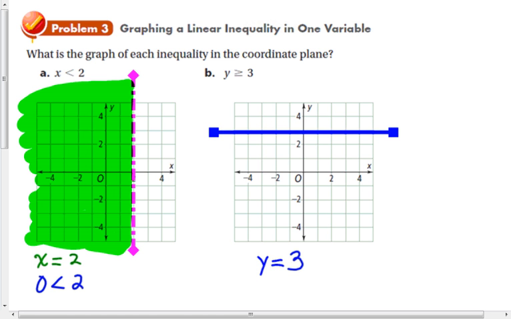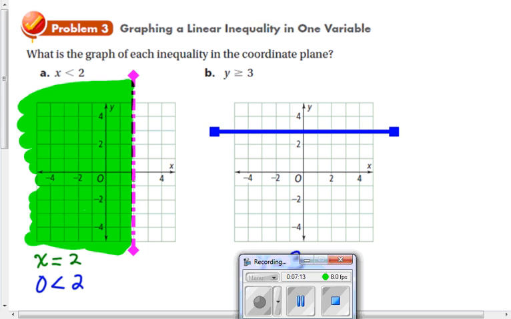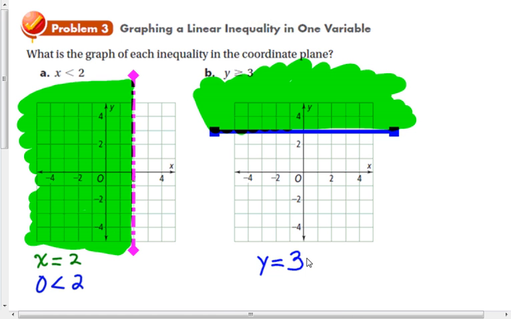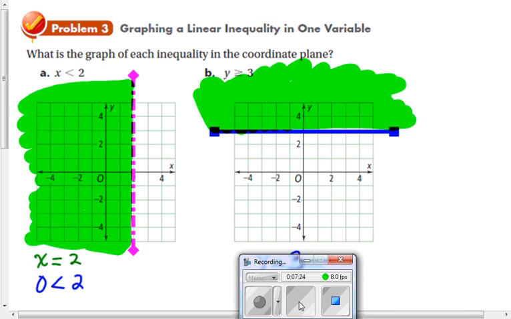And then I need to shade where values of y are greater than or equal to 3. That'd be like where y is equal to 4 or 5. And of course 0 would not be shaded because 0 is not greater than 3. So I'm going to shade above the line. And that looks like that. So anything in that green zone, y is greater than or equal to 3. All right, go ahead, you try that.